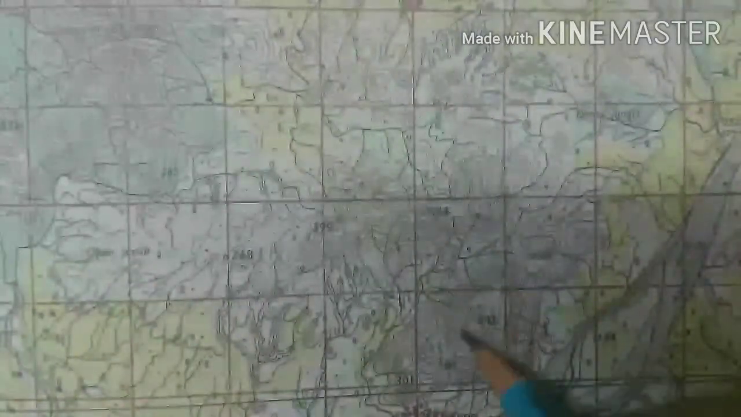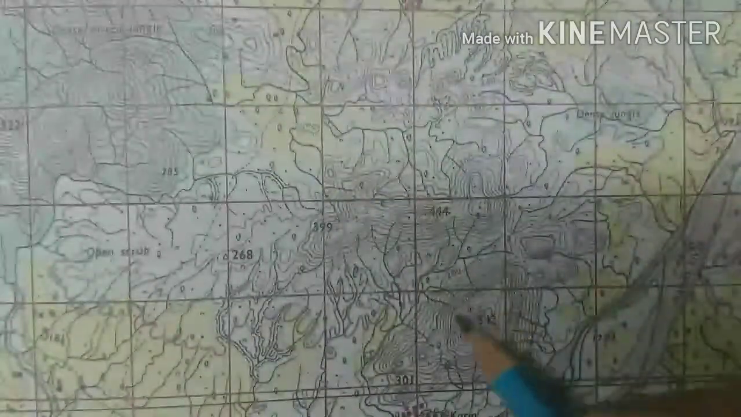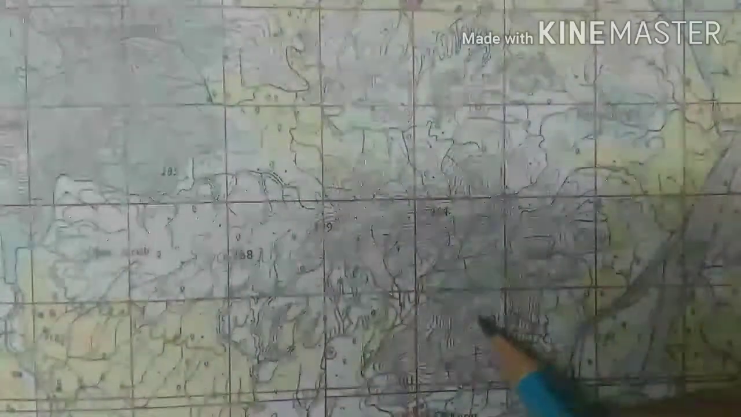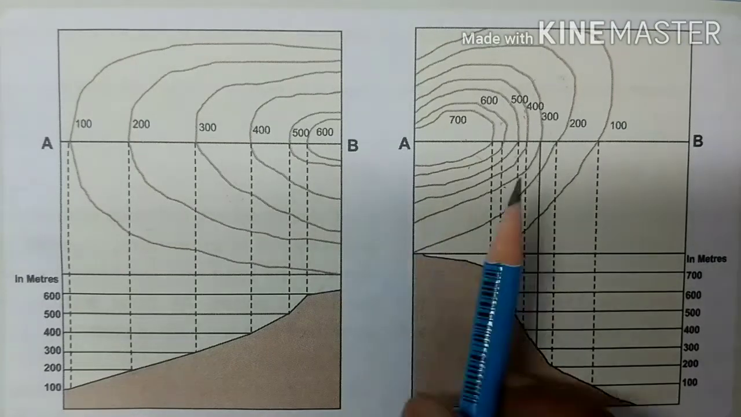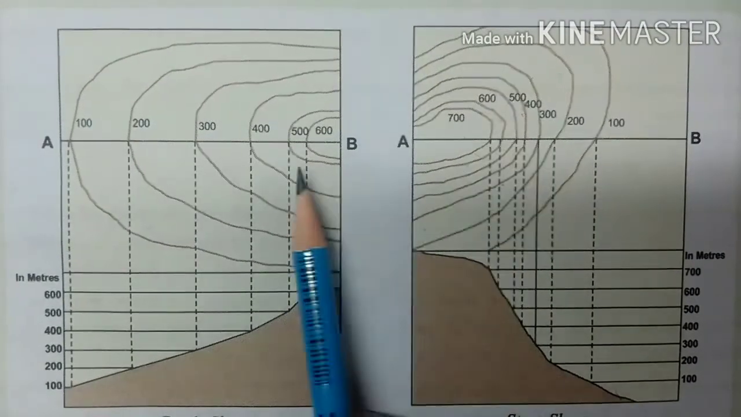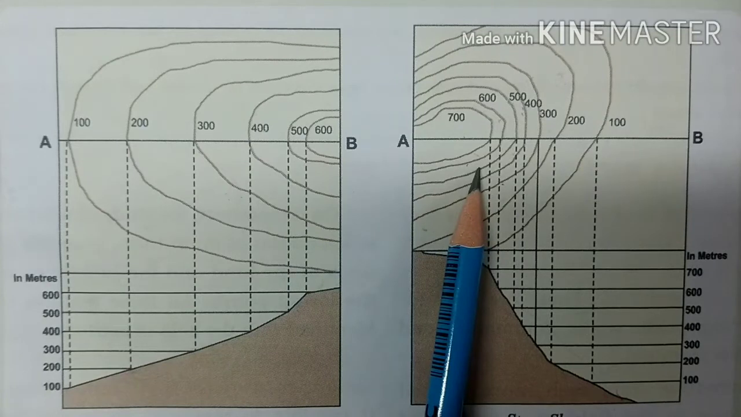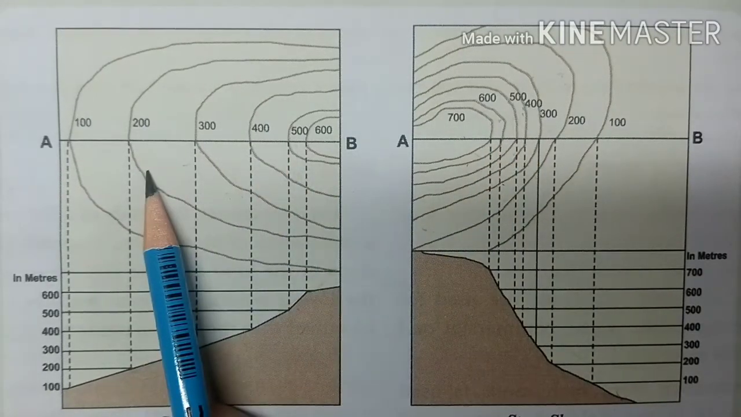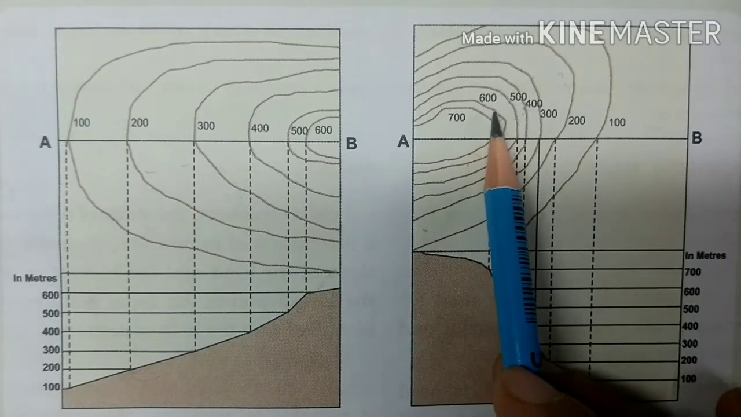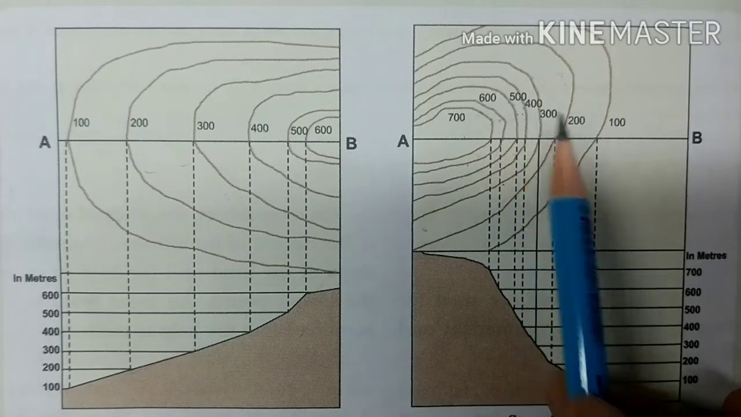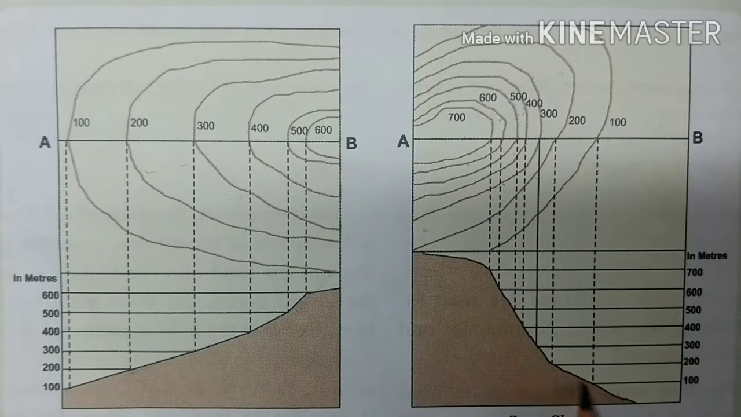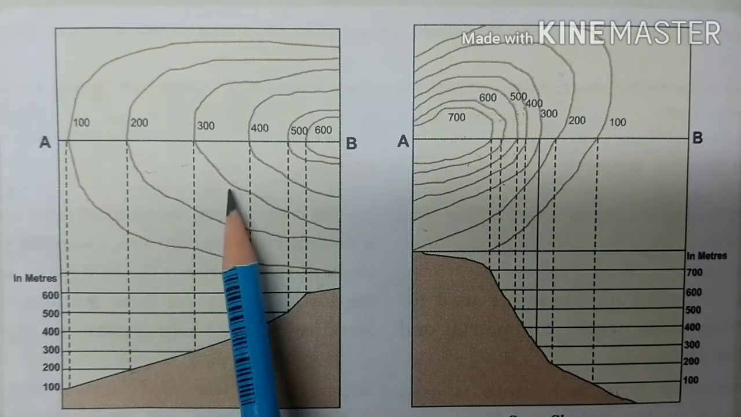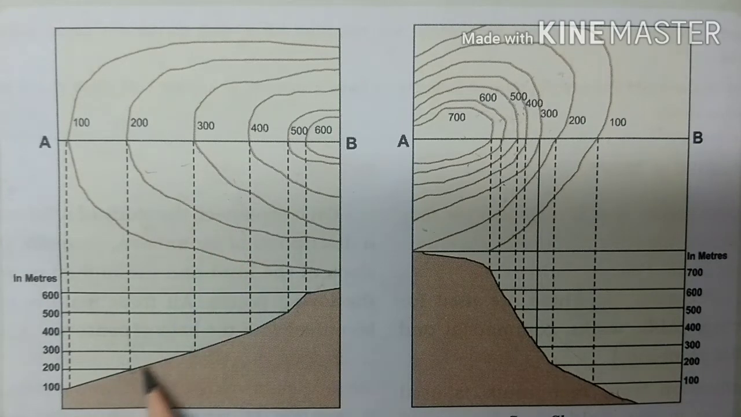You can see the brown lines on this topo sheet. These are the contour lines. Now how does it show the steepness of the slopes? You can see there are two types of contour lines. These lines are close to each other and these lines are far from each other. When the contour lines are very close to each other, it shows a mountain's steep slope. When the contour lines are far from each other, it shows the gentle slope of the mountain.